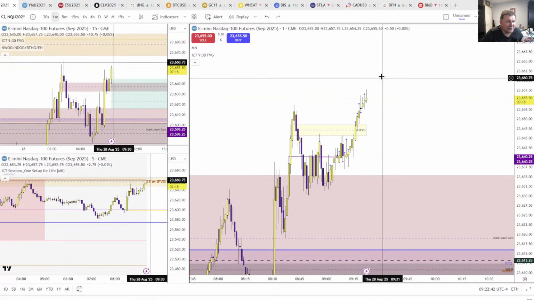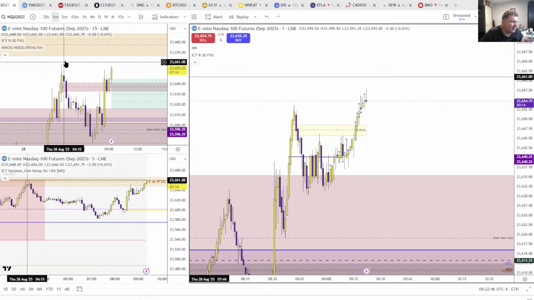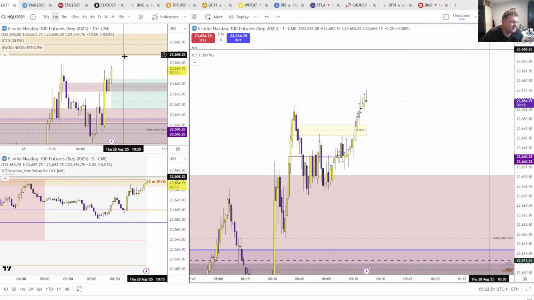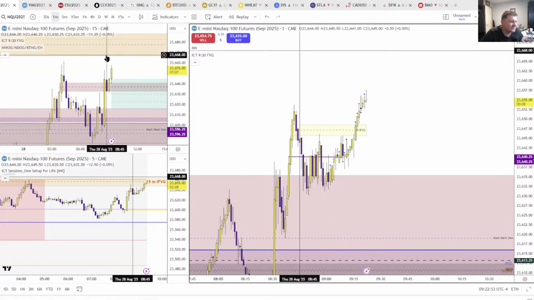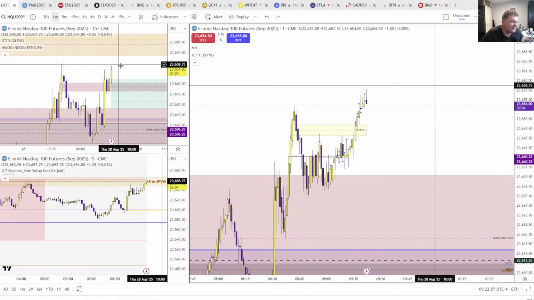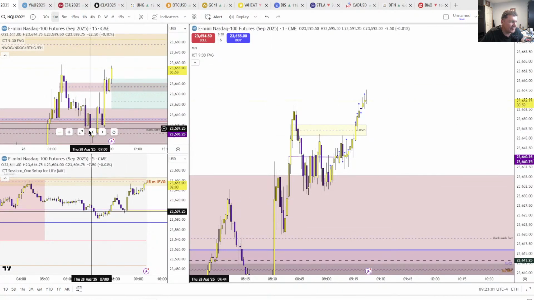So those of you who are looking for a short, you're looking for a break above here, a tap of this level right here, and then a reversal. And you've got to get back through this level right here and this candle to really get me bearish, if you want to go back down here.